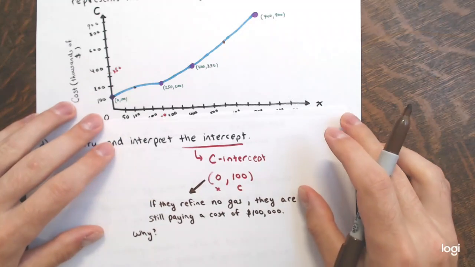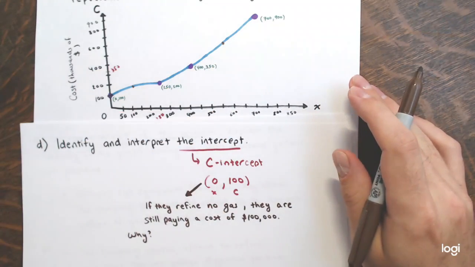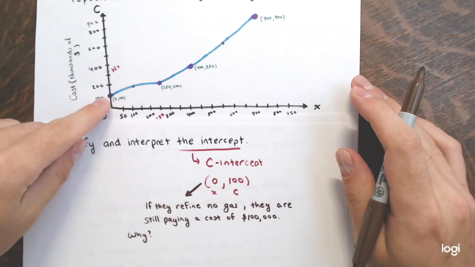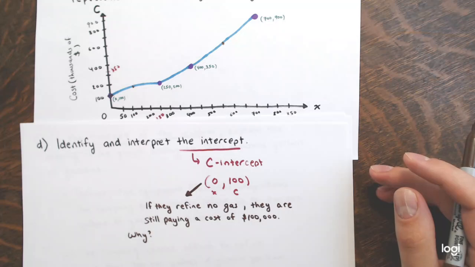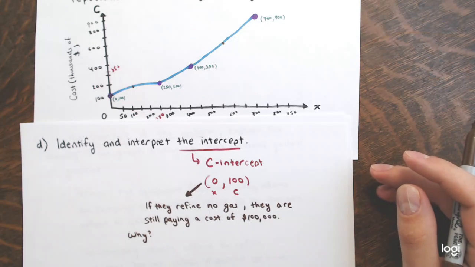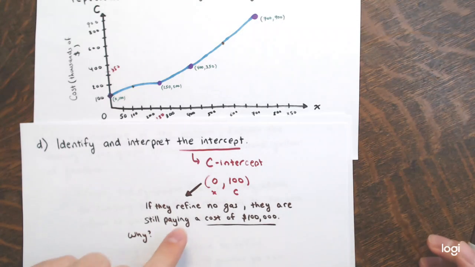So it's very similar to the last question where it's like, why would they end? Why would this graph end at 700,000? Well, why would it start here? Why is this intercept the way it is? Why is the 0, 100 there? All right. So think about, why is it costing them $100,000 even if they do nothing? All right. They refine no gas.